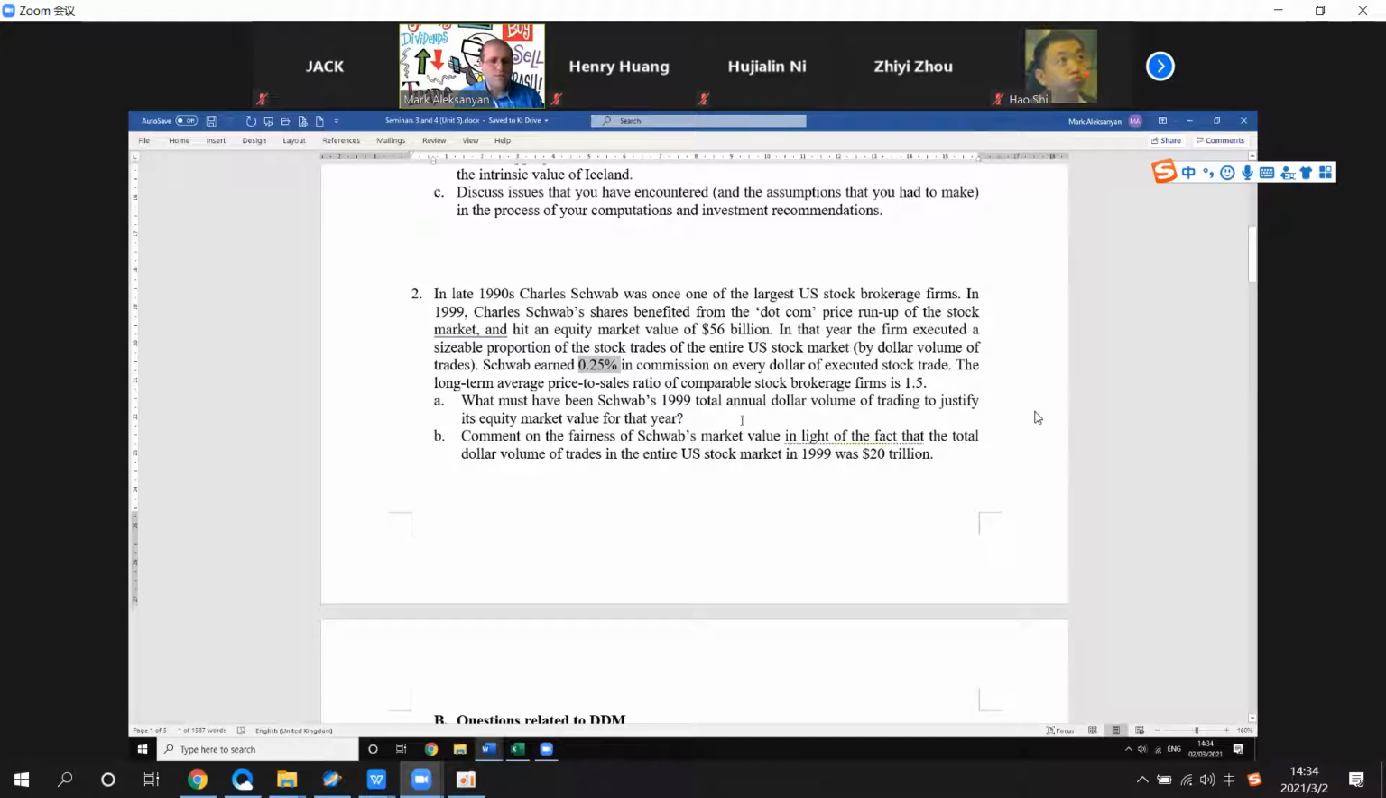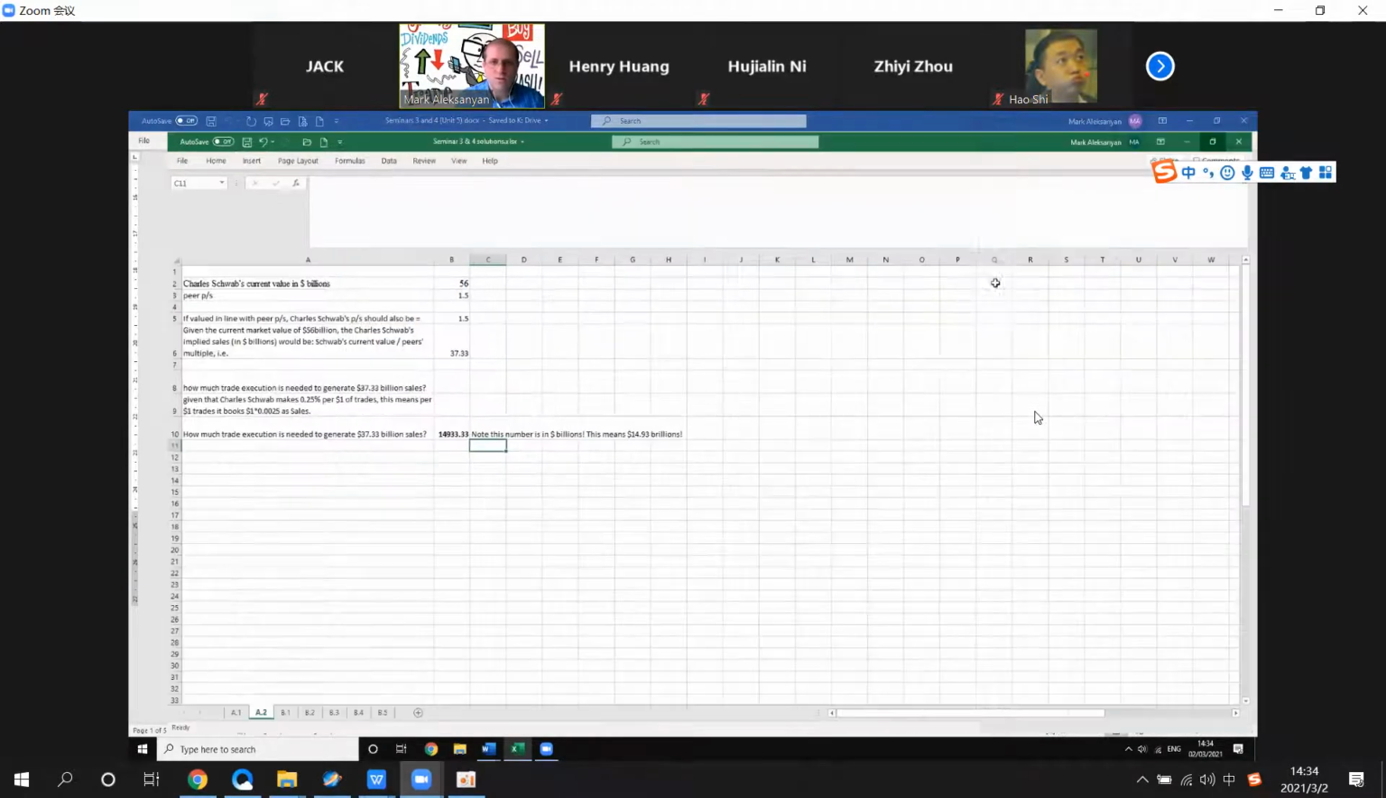Why? Because if Charles Schwab's equity is valued in line with its peers, then its price to sales should be 1.5. So essentially its equity value, 56 billion, divided by some sales, S, should be equal to 1.5. So let's see how we can quickly solve it. It's a very quick solution. Once you understand what the question is about, the solution is sort of quick and easy.